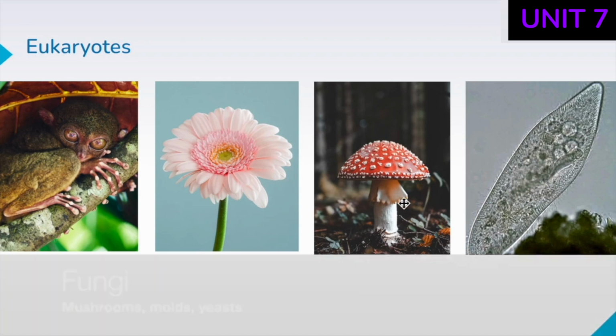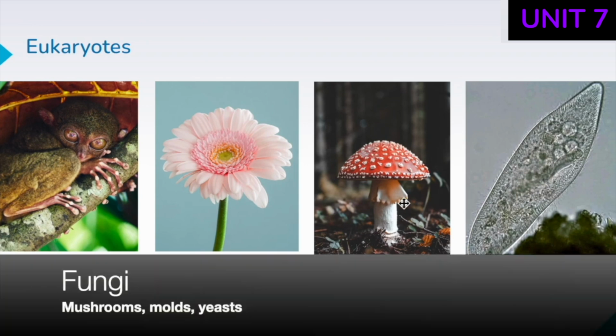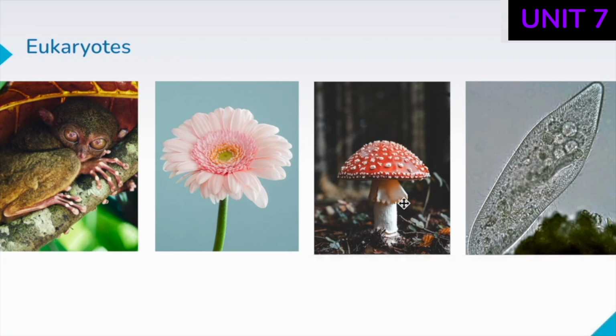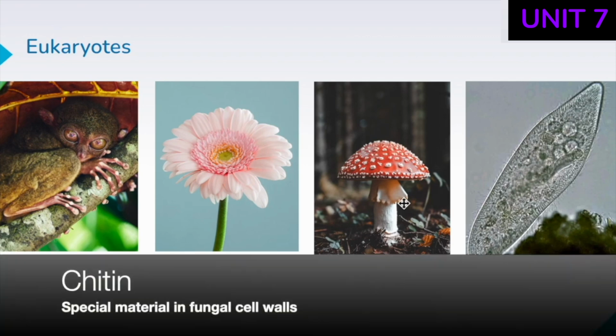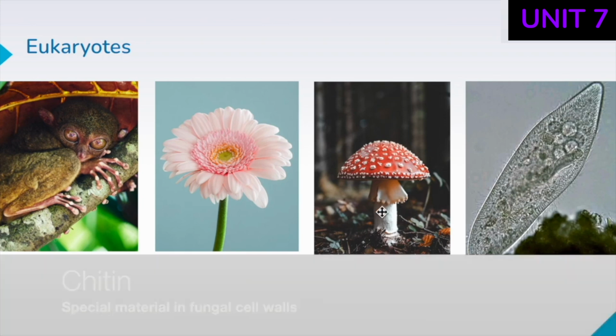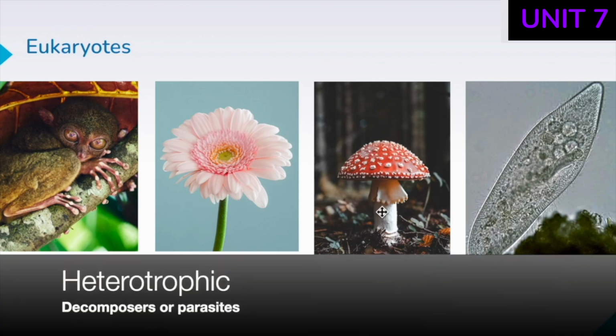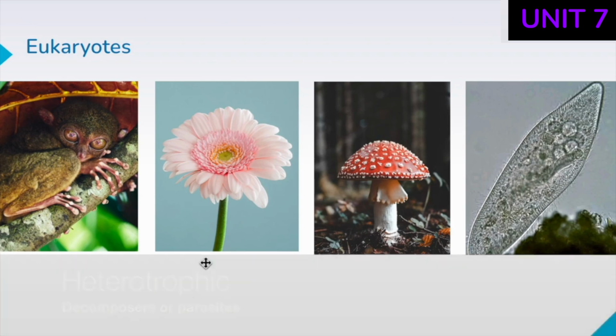Fungi can be unicellular, like yeast, or multicellular, like these mushrooms here. And they are organisms with cell walls, so each of their cells has a cell wall like plants do, but unlike plants, fungi have chitin, which is a special material that helps it maintain its structure. All fungi are heterotrophs, meaning they have to get their food from another source. They can't produce it themselves. And so fungi typically are decomposers. They can also be parasites as well, and so they'll break down dead organisms for their nutrition.